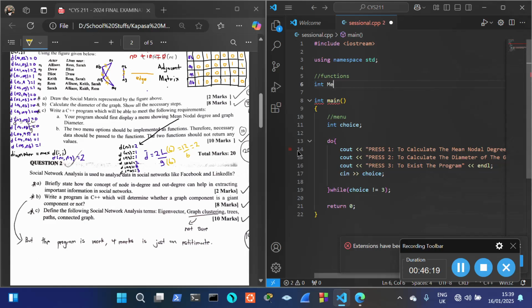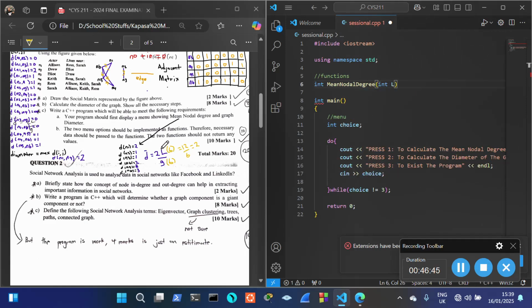We are saying it's mean nodal degree. So that's the name for this particular function. Now, each and every function should have closed and open brackets to put certain conditions. So now, inside this function, remember, we have letters such as L. So we're going to say int L.